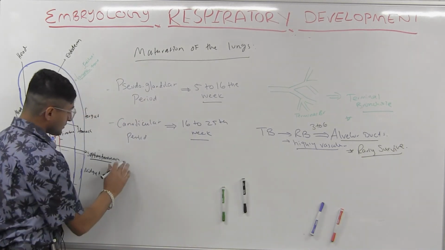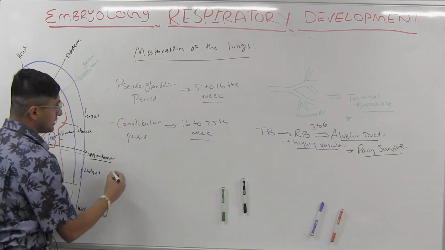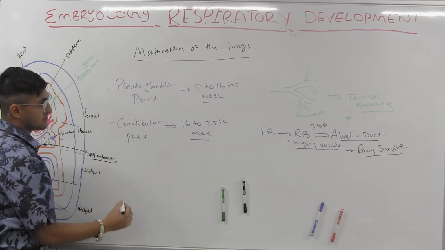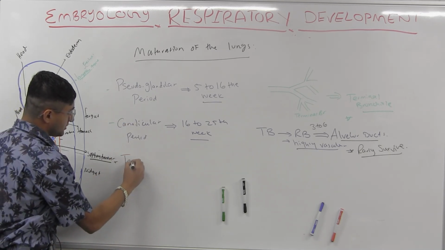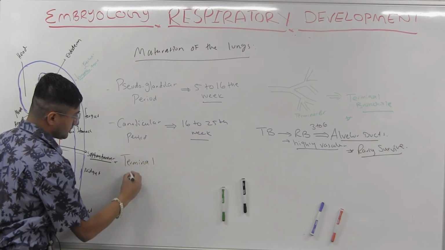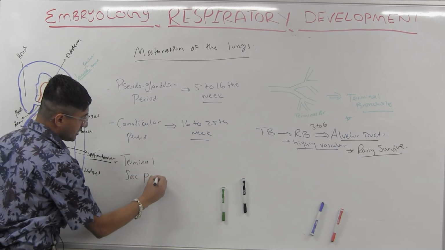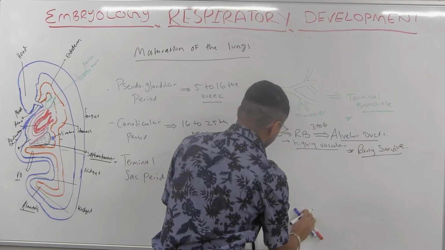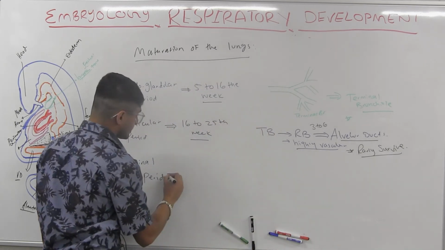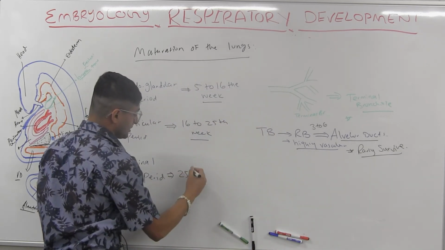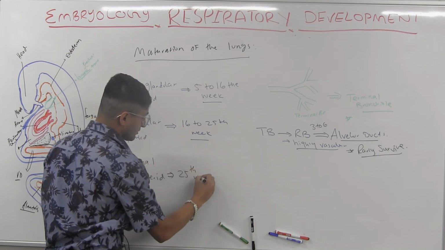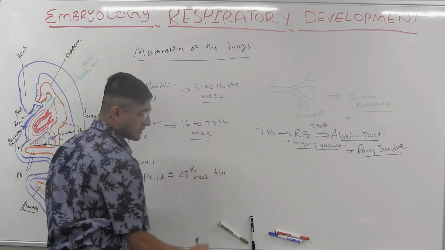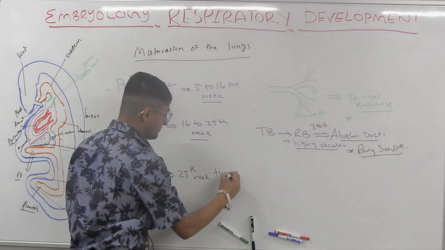Now, there's a third phase, and these are all the maturation phases. They call it the terminal sac period. This is one of the very, very important periods. The reason it's so important is that this is usually from the 25th week till birth, sometimes, or you can say till birth.